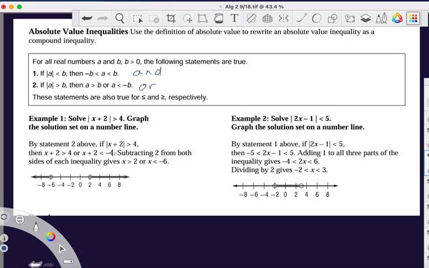Here's our example. Easy enough, right? We have our inequality, we have our absolute value isolated. So we're going to solve for both positive and negative values, keeping the inequality symbol, or do we? Look at what happens.